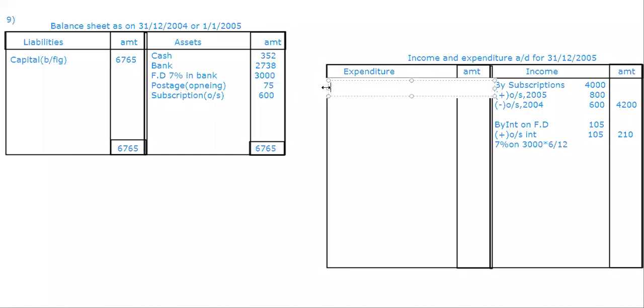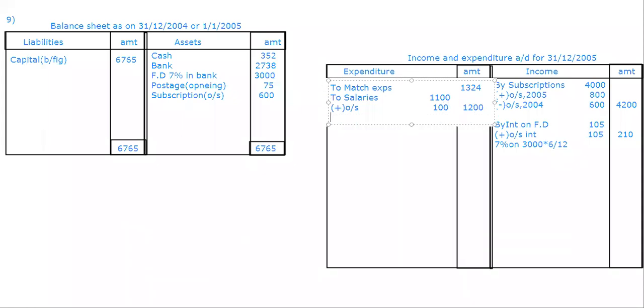Now come down to the expenditure side. First we take match expenses. Do I have any adjustments for match expenses? No, so I'm taking the amount directly. Then salaries. I think for salaries we have an adjustment. Just check it. Yes, outstanding salaries, which is 100. So balance is 1200.